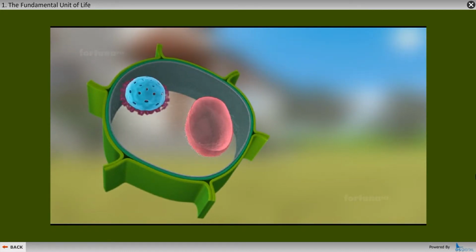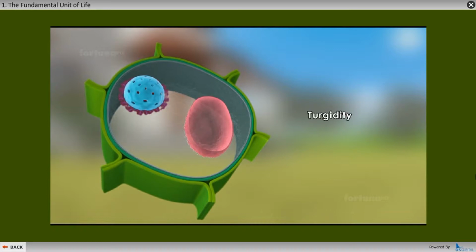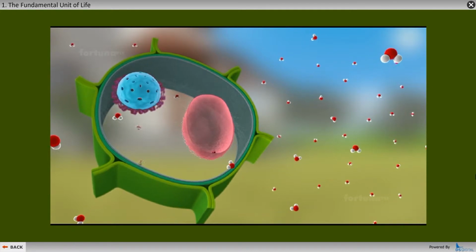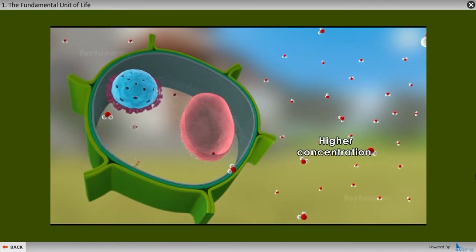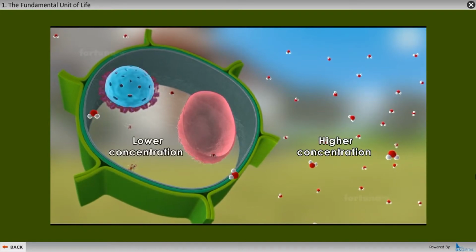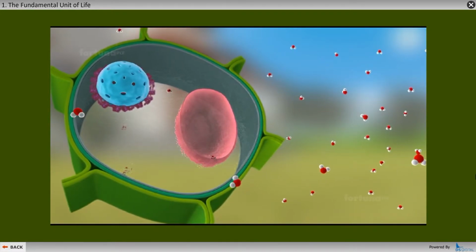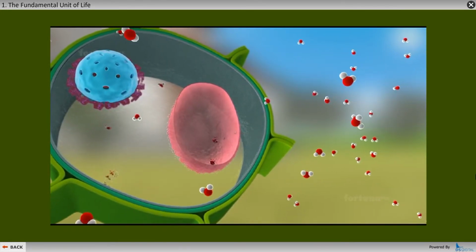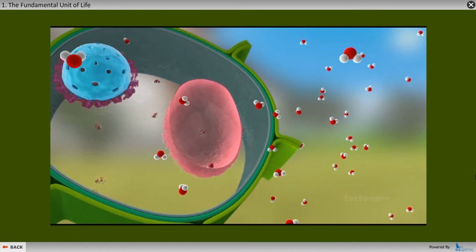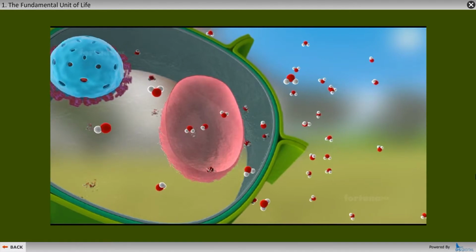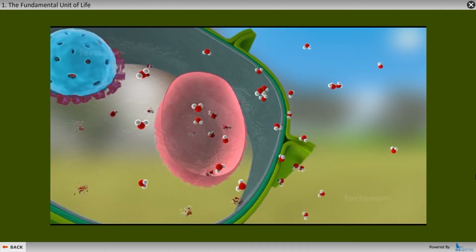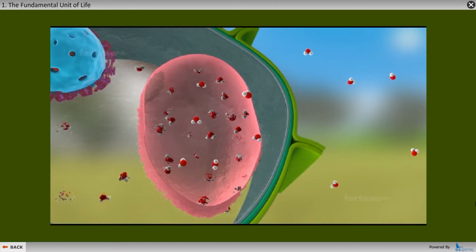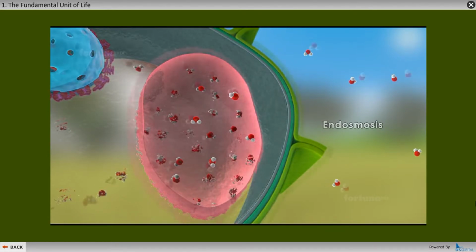In plant cells, the process of osmosis may cause either turgidity or plasmolysis. If a plant cell is in an environment with a higher concentration of water and a lower concentration of solute than what is in the cytoplasm, then water from outside will move into the cell through this process of osmosis. The cell will swell, causing turgidity. This phenomenon is known as endosmosis.